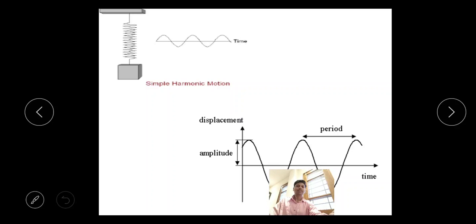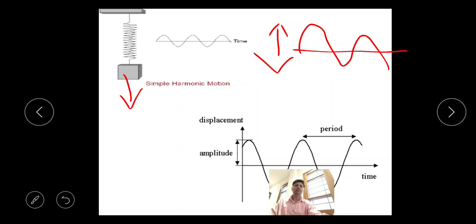Okay, so this is the example, that is a spring. If you just pull it or give it an initial displacement, it will cause a to and fro motion or up and down motion, which is given by this graph. So this graph, from the equilibrium position, a to and fro motion is called as a vibration.